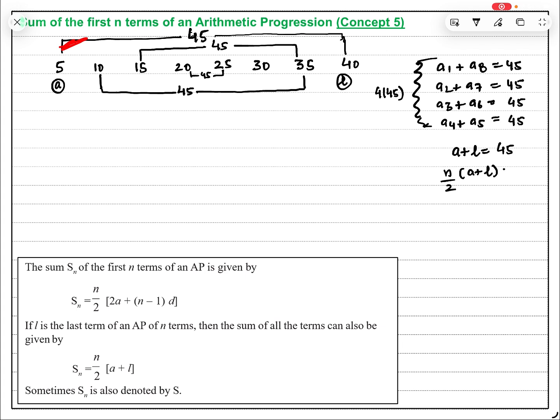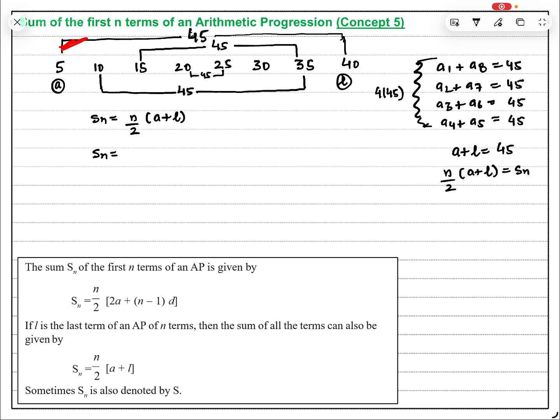So can we not say that the sum of n terms is nothing but n by 2 into A plus L? So half times the sum of first and last term. So this is what becomes the formula. Sn is equal to n by 2 into A plus L, where my L is nothing but the last term.